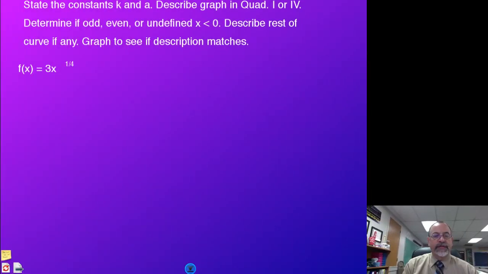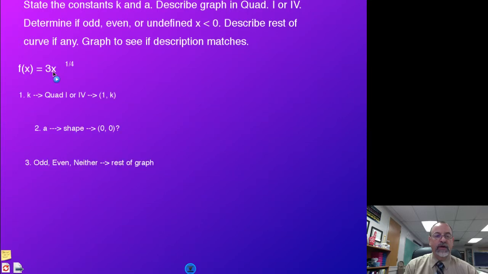So here's our first example. We have f of x is equal to 3 times x to the 1/4 power. So here's the 3 steps we want to go through. We want to figure out what k is, and then use that to graph the point (1, k), and I'm either going to be in quadrant 1 or 4. Now k here is a positive 3, so the point (1, 3) is going to be on my graph, and the point (1, 3) puts us in quadrant 1. Oh, I don't know why I said 4.